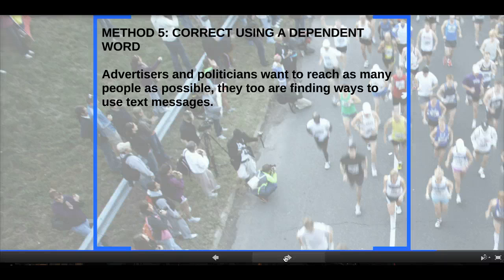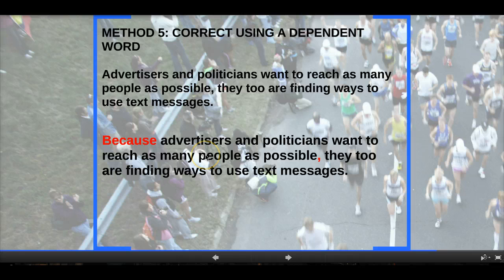All right, and then method 5 was correct using a dependent word. So: Advertisers and politicians want to reach as many people as possible. They too are finding ways to use text messages. As it is here, I have two complete thoughts connected with just a comma. That is a comma splice, right? I've got to fix that. So I figure out I can use a dependent word. If I add a dependent word to one of these different clauses, I can make it a complete complex sentence. And if I use "because," that forms the right kind of relationship, right? Because advertisers and politicians want to reach as many people as possible, comma, they too are finding ways to use text messages. Now I have a really nice, complete, complex sentence.